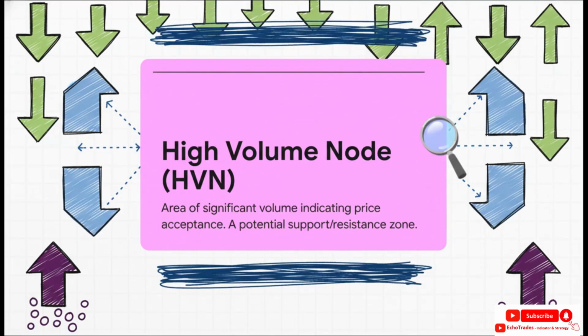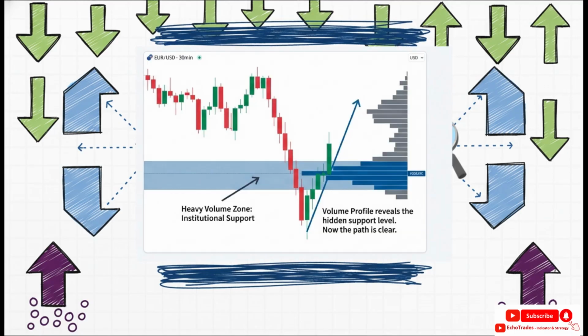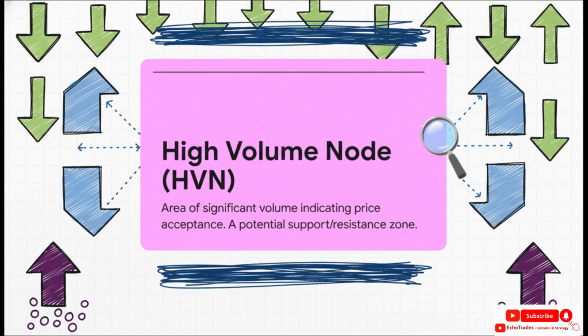Next, we have the high volume nodes, or HVNs. Just look for the thick, chunky parts of the profile. These are your balance areas, places where buyers and sellers just chilled out and traded a ton of volume back and forth. Now, because so much business was done here, you can bet that institutions were building up huge positions, and that means these zones become powerful areas of support and resistance down the road.